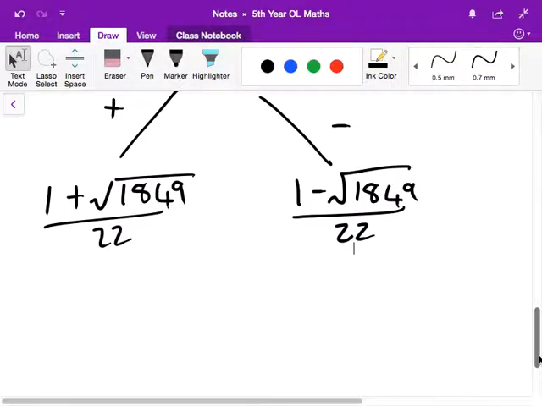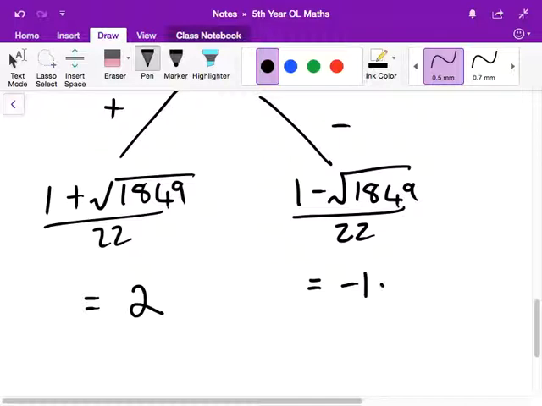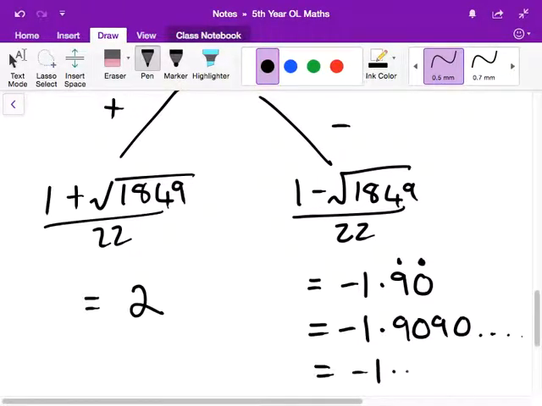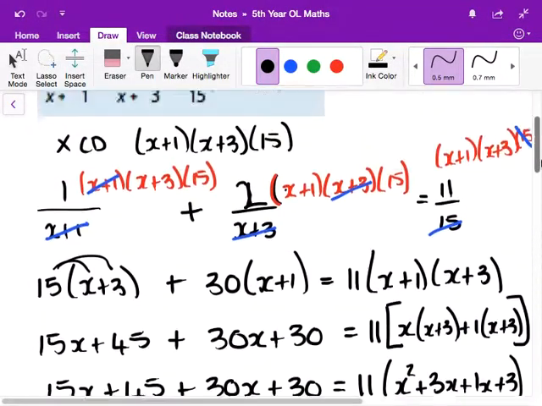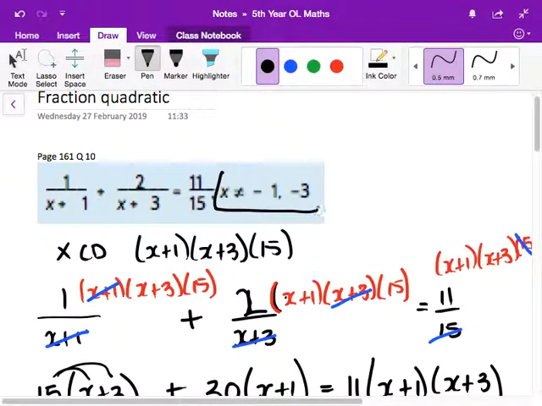On the left, type it into your calculator and you get 2. And on the right, the minus one, type it into your calculator and you get minus 1 point, and your calculator says 9 recurring, 0 recurring. So if you press SD again, you get like 9090, etc. So round it to minus 1.91. So they're the two answers. Go back up and check that neither of them correspond to the stuff that's here, which they don't, so they're both acceptable answers.